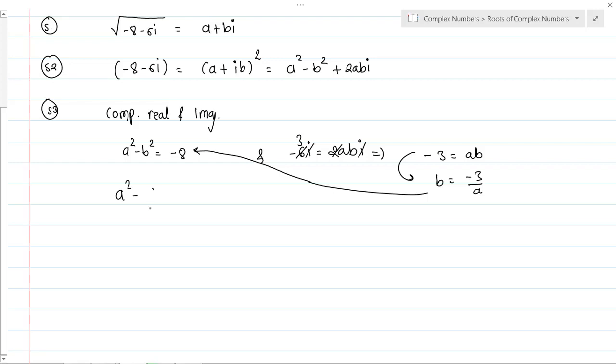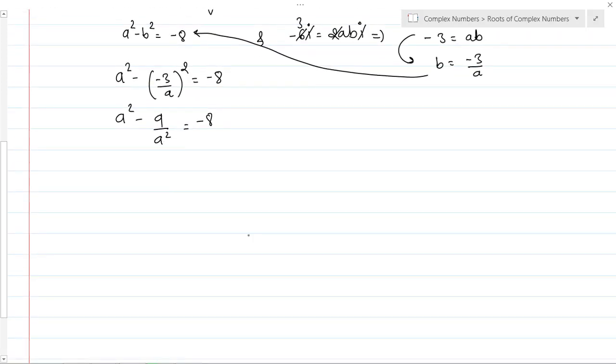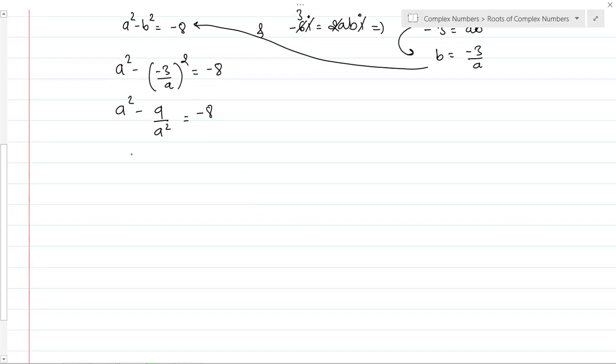So what will you get? a square minus b square becomes a square minus (minus 3 by a) whole square, which equals minus 8. So let's solve this. a square minus 9 upon a square equals minus 8. Let's simplify by multiplying both sides by a square. So you will get a to the power 4 minus 9 equals minus 8 a square. Let's take a square equal to m and substitute. So this becomes m square minus 9 equals minus 8m.